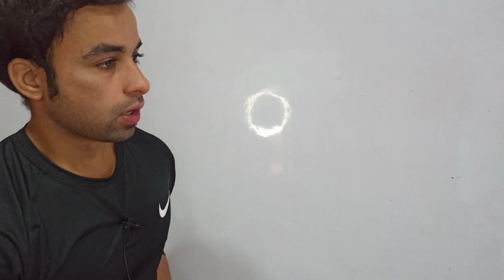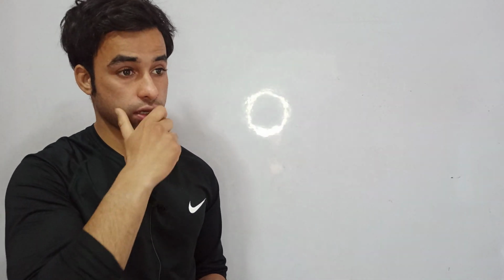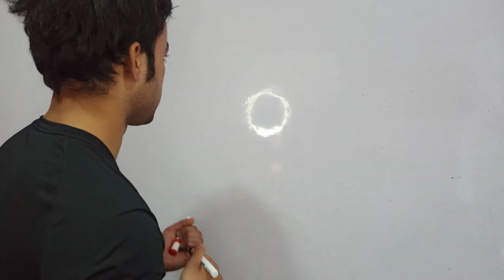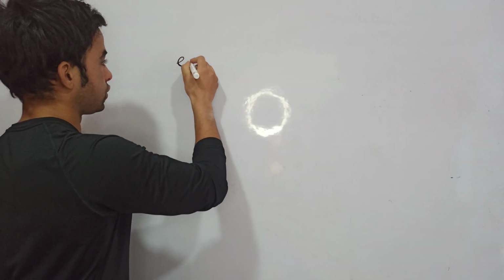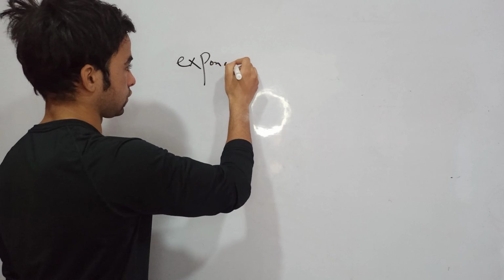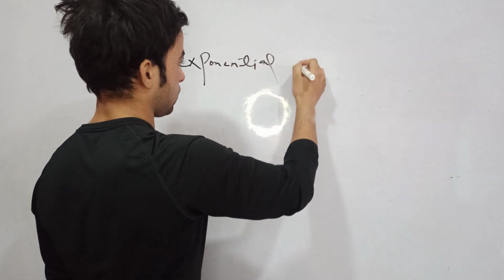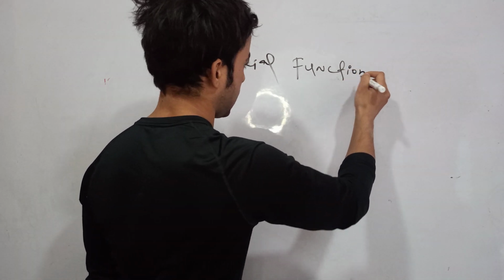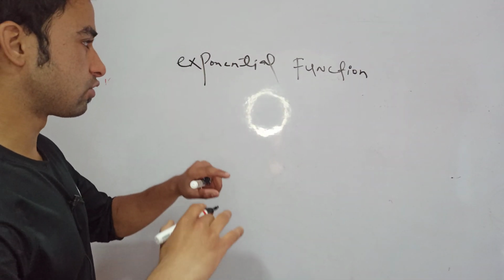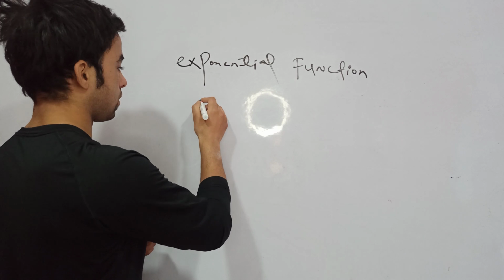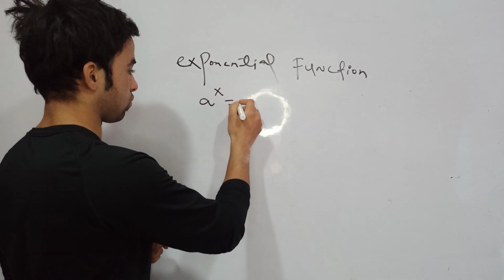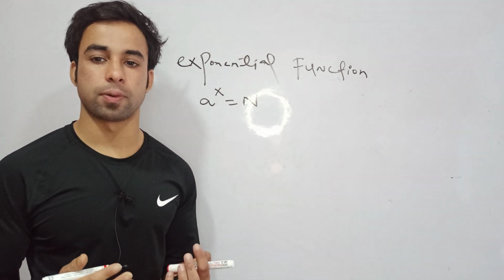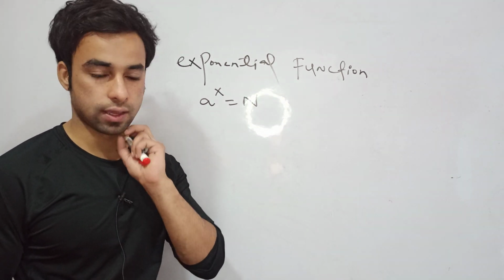Okay, the first thing that we're going to talk about here is going to be the exponential function. It's going to be exponents. Now, exponential function. You might already know what an exponential function is. An exponential function is a function where a base is raised to a power. For example, a to the power of x equals n. Now, that simply means we are raising a to the power of something, and we're getting a number n here.